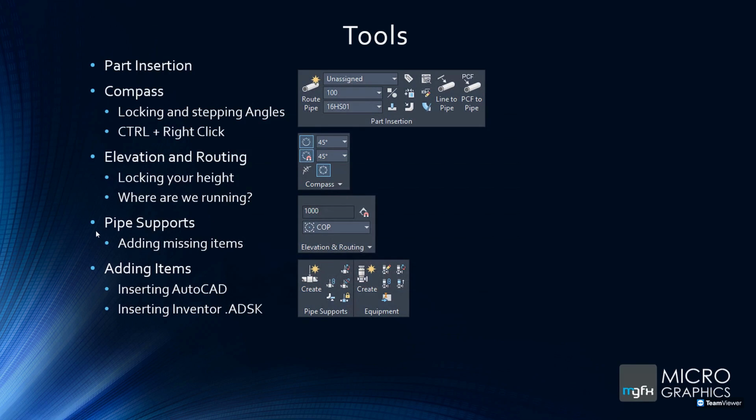Okay, moving swiftly along, we've got our tools. The tools we're going to be looking at are part insertion, compass, elevation and routing, and some part supports. I'm also going to be jumping between things, and I'll go through some general tips while I'm working with stuff. Firstly, under part insertion, let's take a quick look at what we can see.